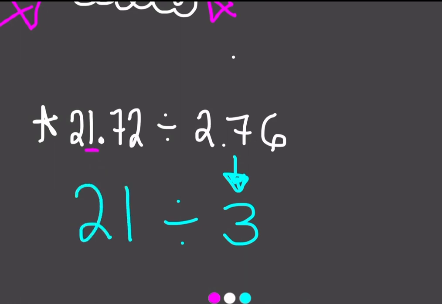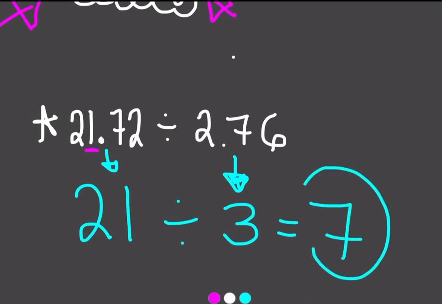I can change that 21.72 to a 21, and 21 divided by 3 is 7, which takes a lot less time to figure out than this original problem. And that's the whole point about estimation. It needs to be quick, but it needs to be accurate within reason.